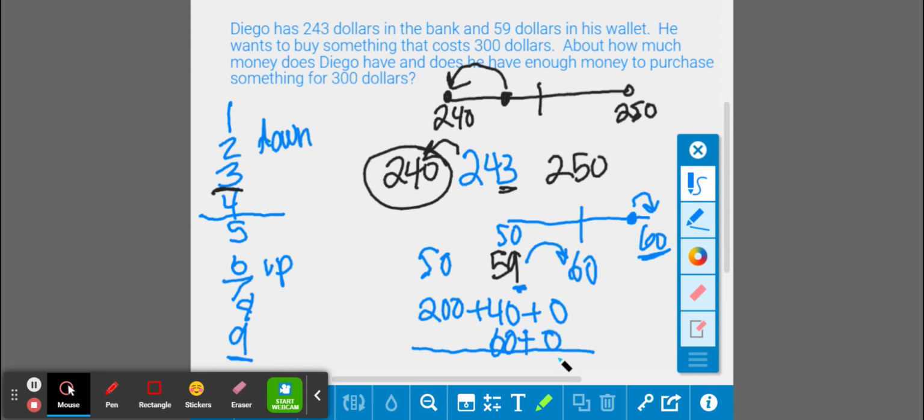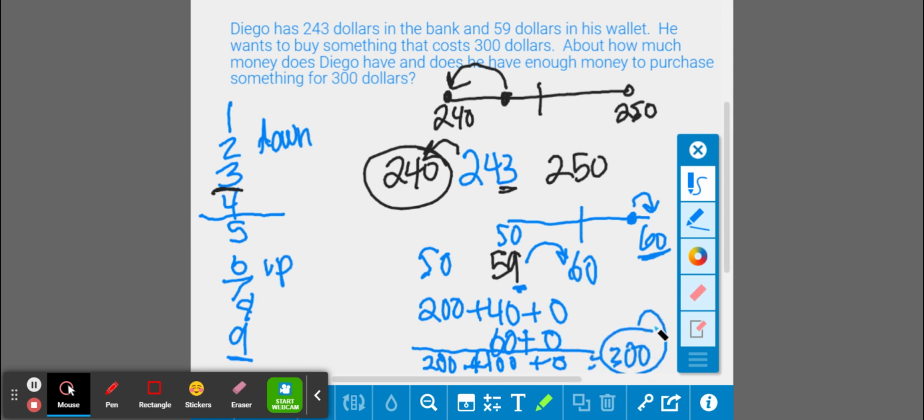So 0 and 0 is 0. 40 and 60 is 100. We're just going to leave that 100 in this tens section. Some students will take that 100 and put it up here, but for this situation, we're just going to leave that 100 here, plus 200. Most students know that 200 and 100 is 300, plus the 0. That means that Diego has about $300.